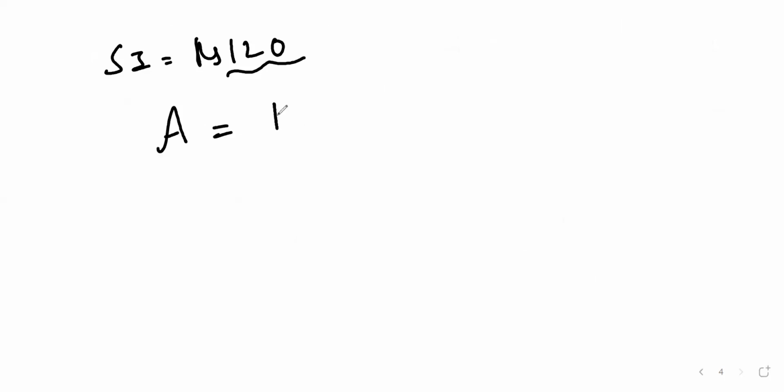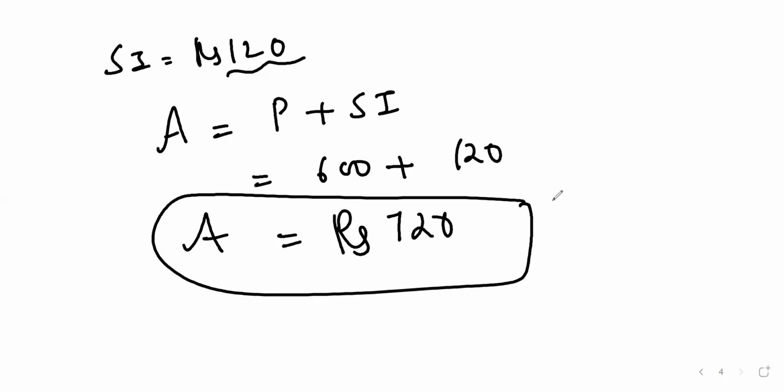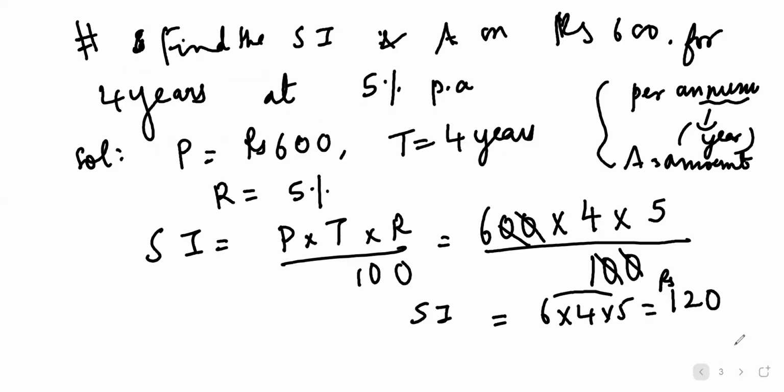So what is the amount? Amount is principal plus simple interest. What is the principal that is borrowed? 600 plus 120, which is rupees 720. 720 is the amount that the person has to repay, along with the principal. Okay, P into T into R by 100.